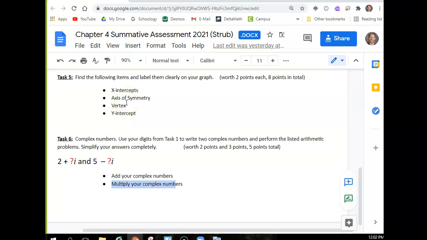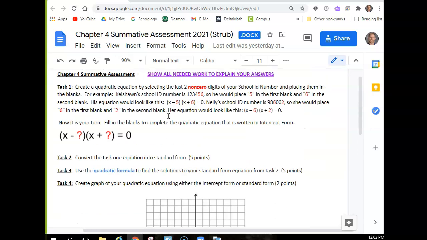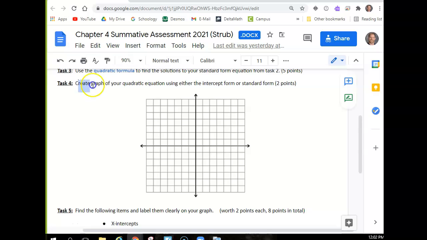Those of you that are on Zoom, you're just going to have this link open up. You can do your work on a separate sheet of paper. You do have to graph using graph paper, right? Everybody should have graph paper at home because you picked it up when you got your textbook.